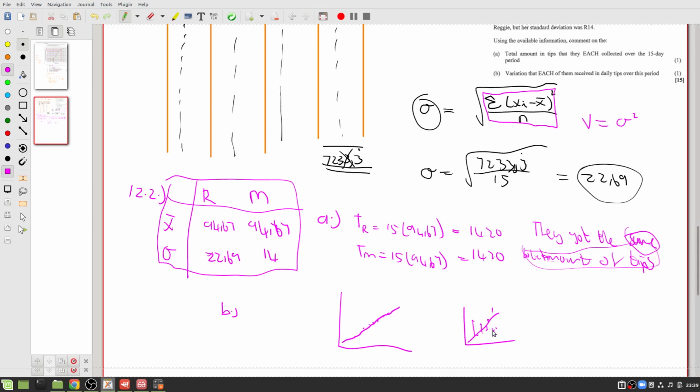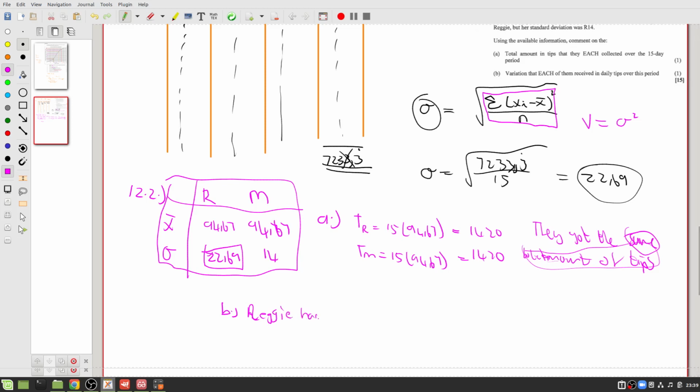Sometimes much bigger, sometimes much lower. So this is a smaller standard deviation, this is a bigger standard deviation. So that's the idea. And all they want us to tell them is pretty much, for 1 mark, which one had a bigger variation, right? So we see Reggie had a bigger variation. So that's all they want us to say for 1 mark.